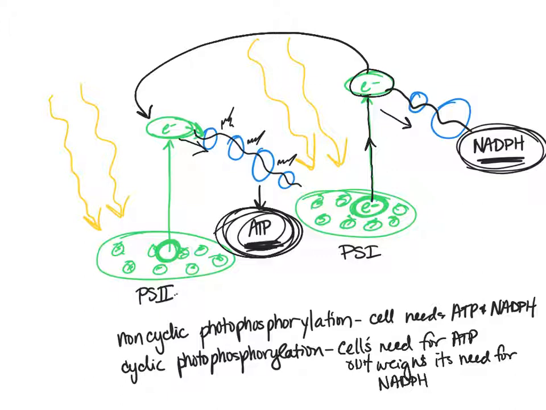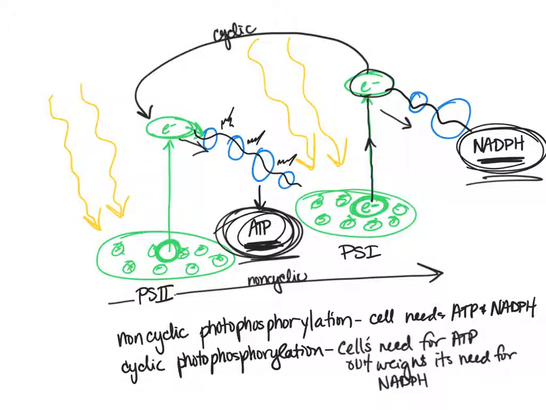So right here, this process is going to be non-cyclic. So moving from here, the PS2 to the PS1, and then moving down here, giving us NADPH and ATP. And then up here, this would be the cyclic photophosphorylation. So the electron is going to be moving in a circle or a cyclic style, going back to PS1 over and over again, so that it can just continuously make ATP rather than making NADPH as well.